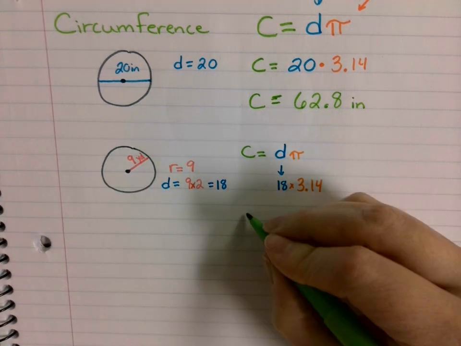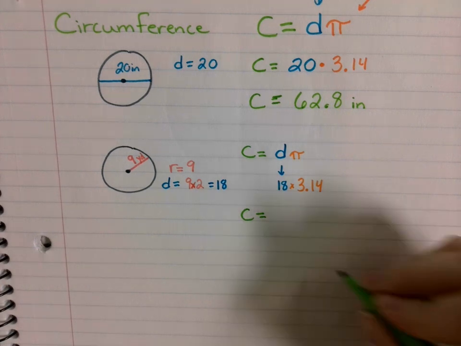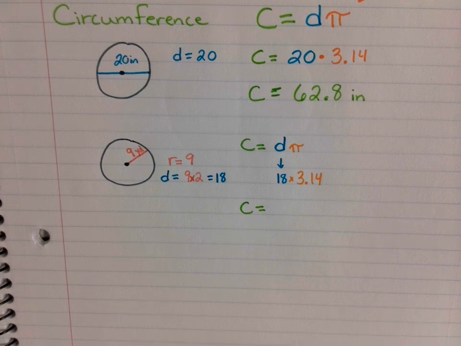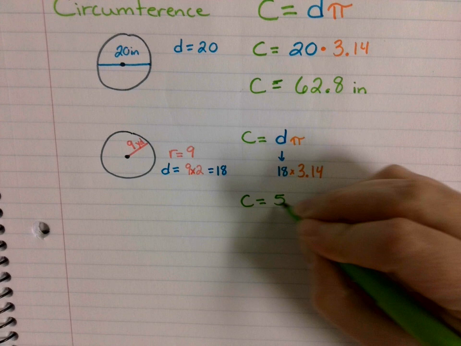What do we get when we multiply 18 times 3.14? Go ahead and do that in your calculators. 18 times 3.14. 56.52. Yep, 56.52, and this is yards.